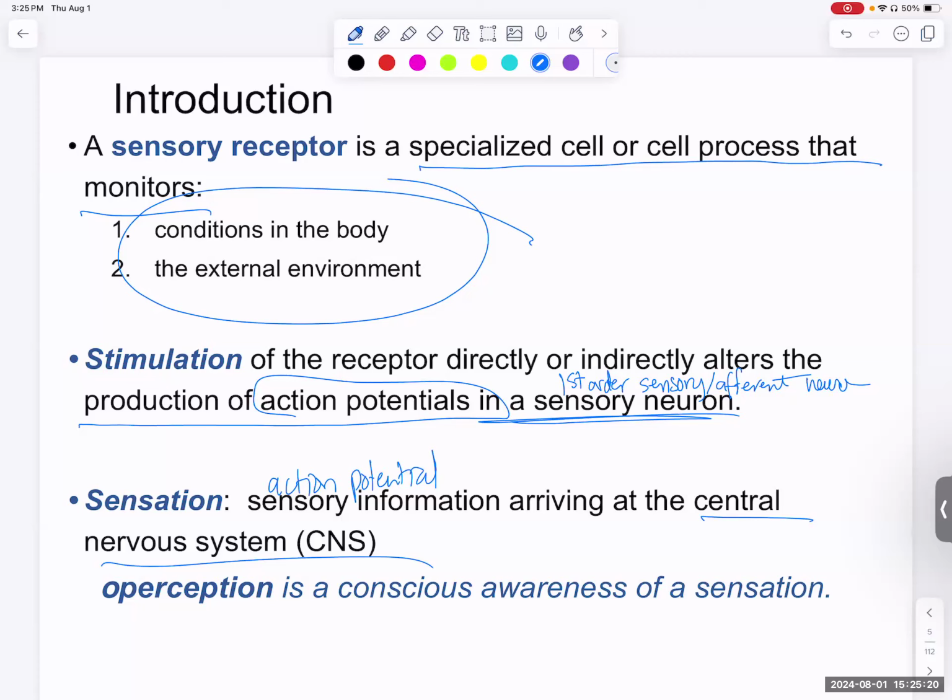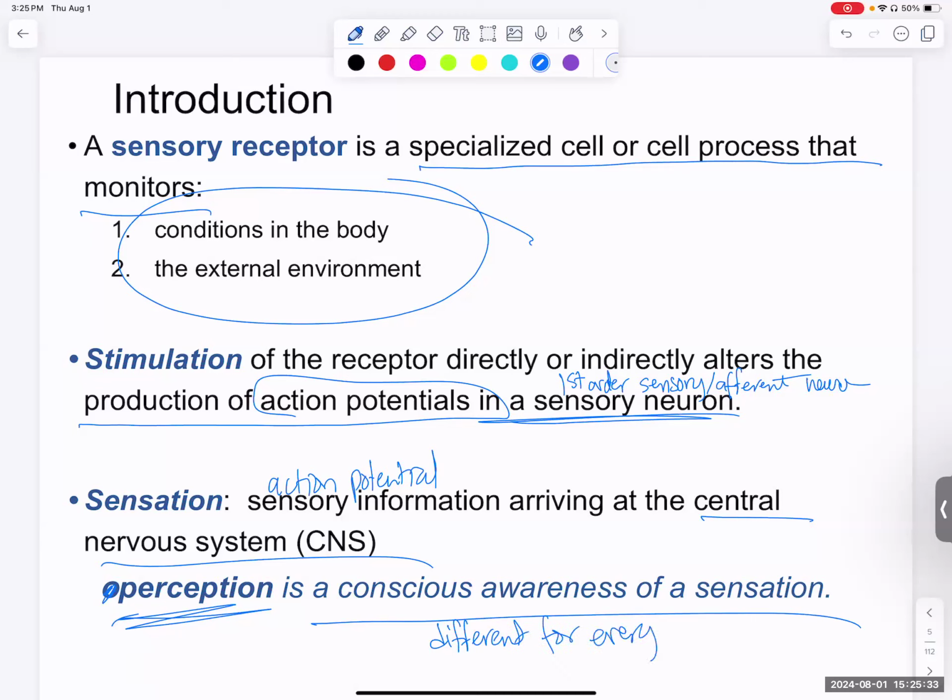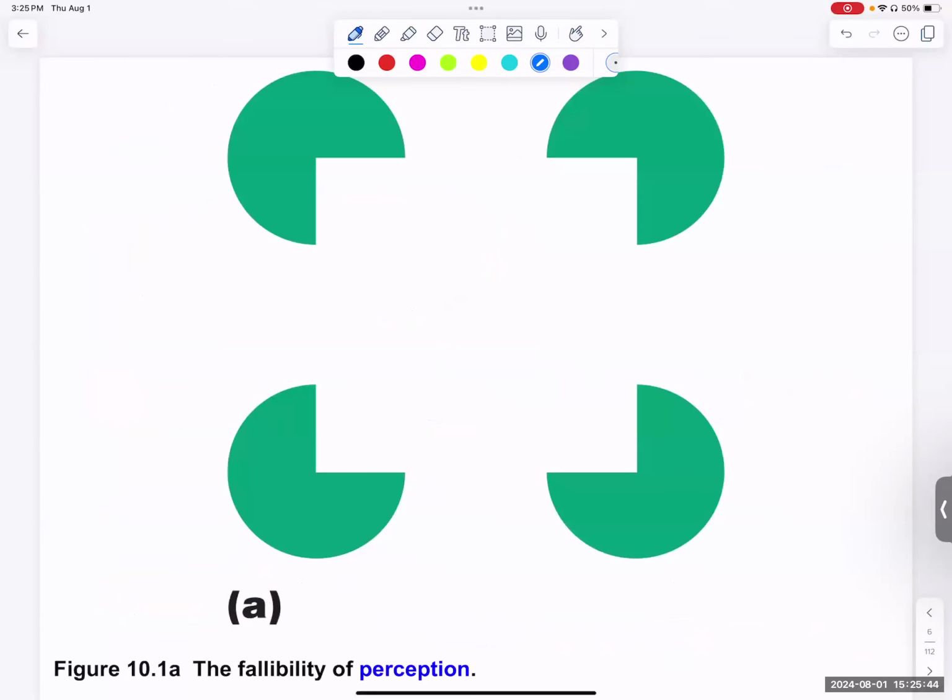Again, everyone has the same sensation. But perception is that conscious awareness, and this is different for everyone. Why? We have set up different neural networks and have different associations and memories. And so stimuli are meant to just be perceived differently.